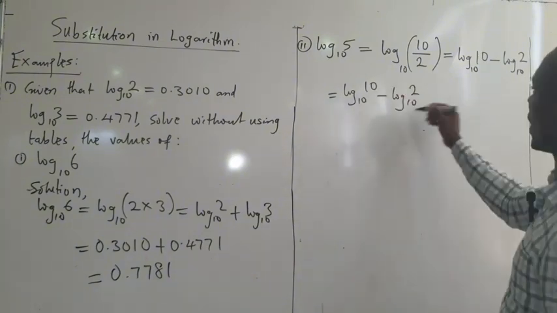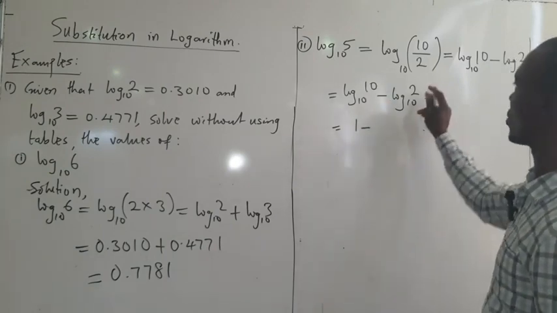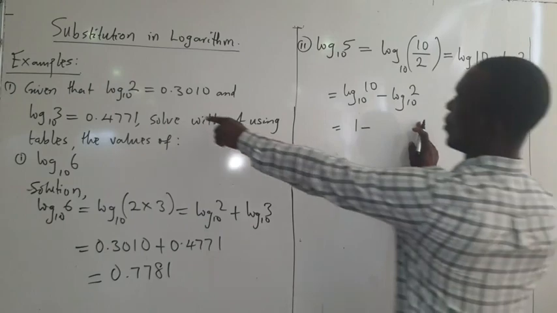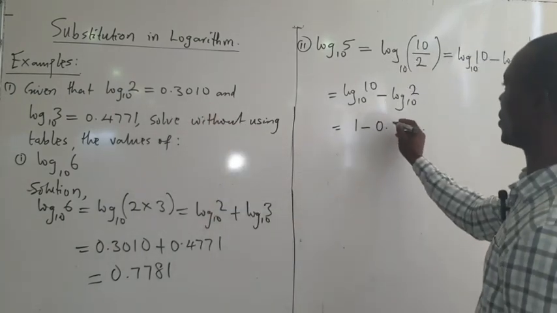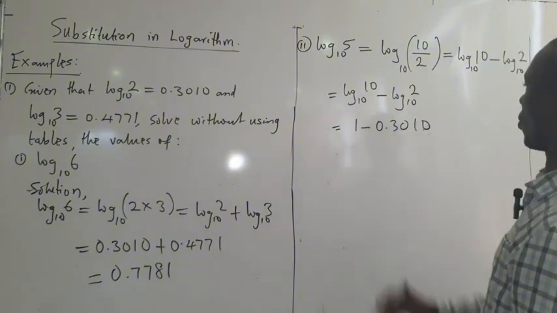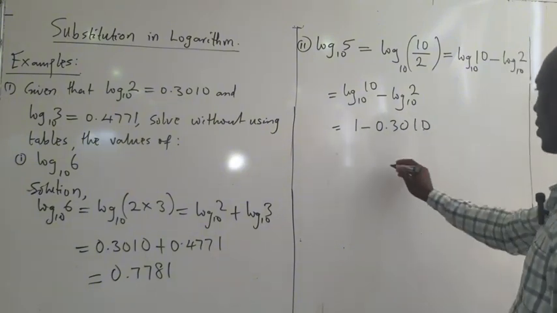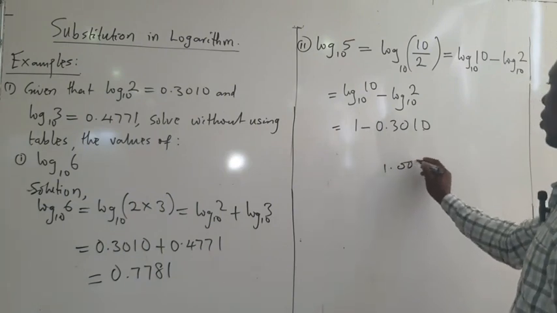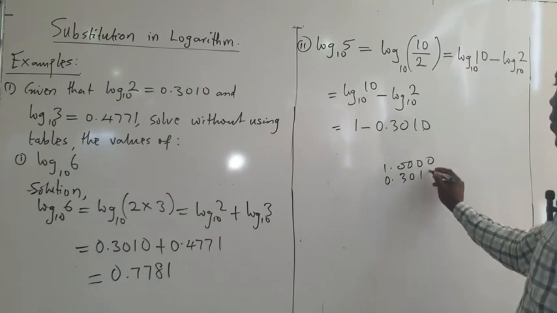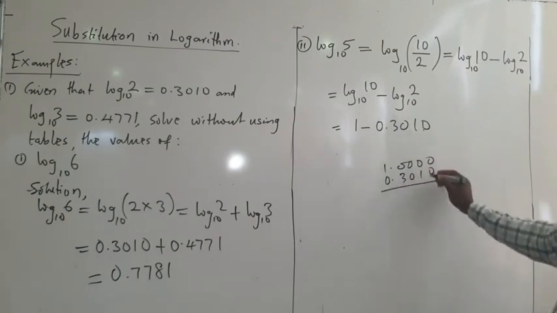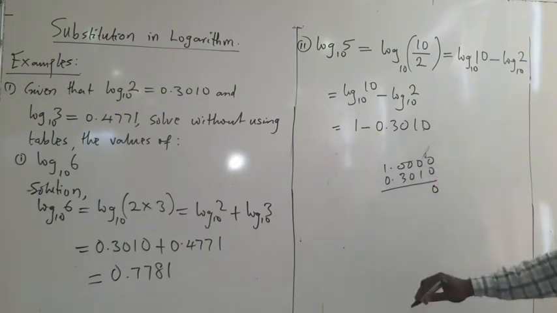So log 10 base 10 is 1. So we have log 10 base 10, which is 1, minus log 2 base 10, which is given as 0.3010. So let's subtract 0.3010 from 1. We have 1.0000 minus 0.3010. Then 0 minus 0 is 0.